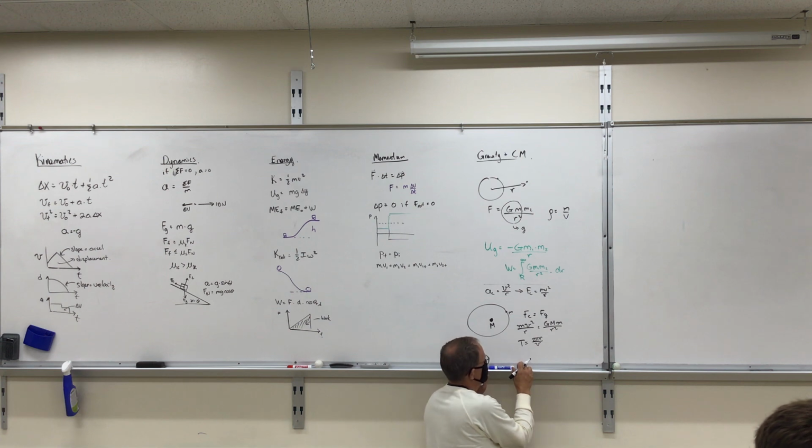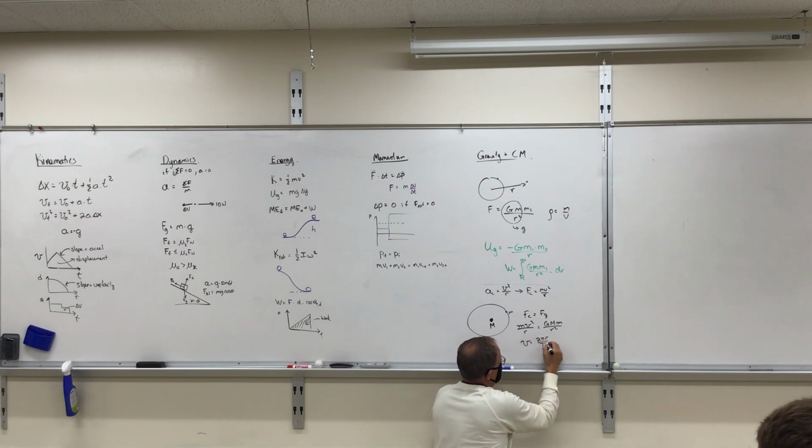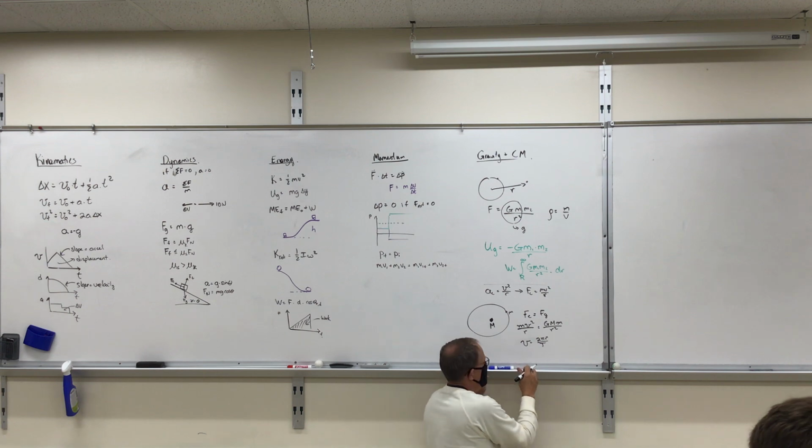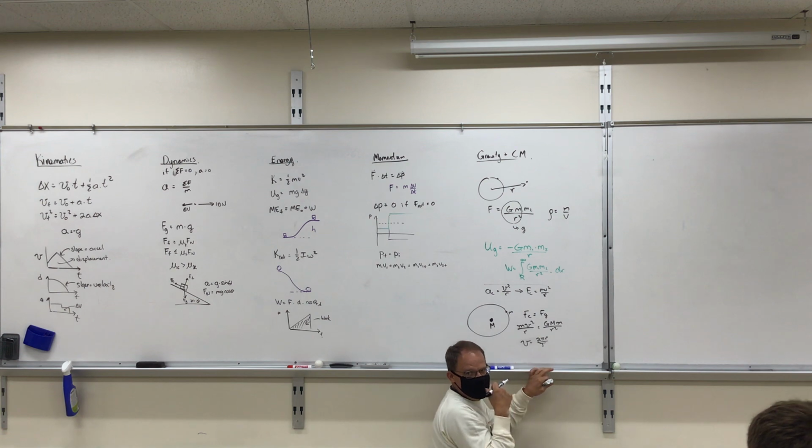Does that make sense? The other way to think about it is its velocity is the distance it goes, 2 pi r, divided by the orbital period. But it's the same thing. Then you can substitute that in and solve for the orbital period.